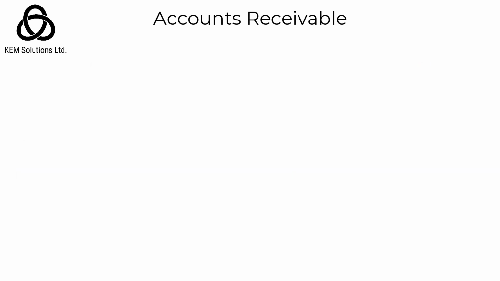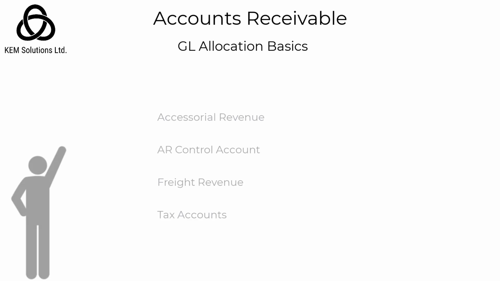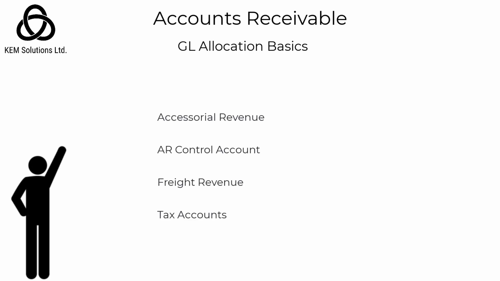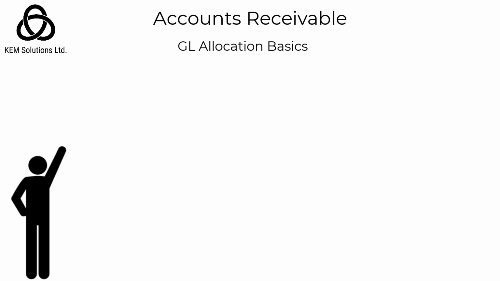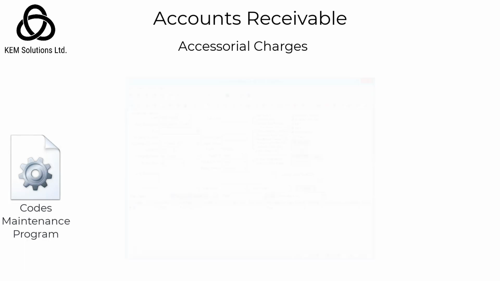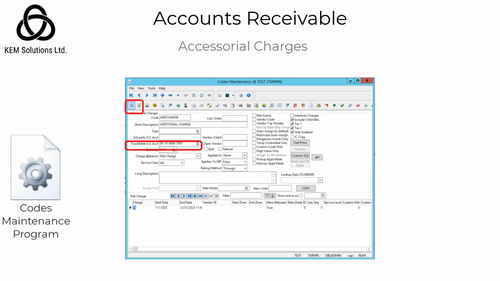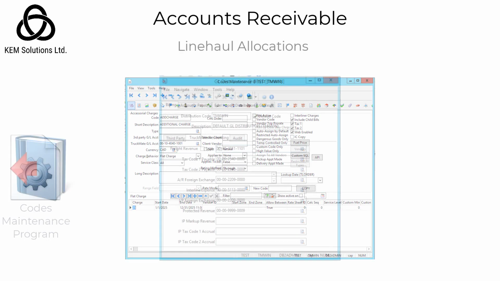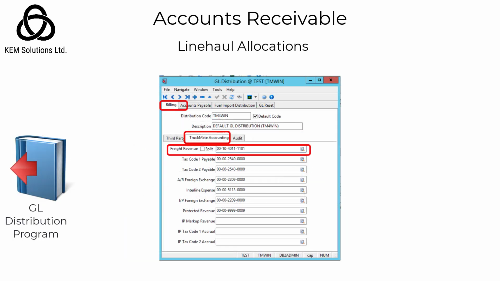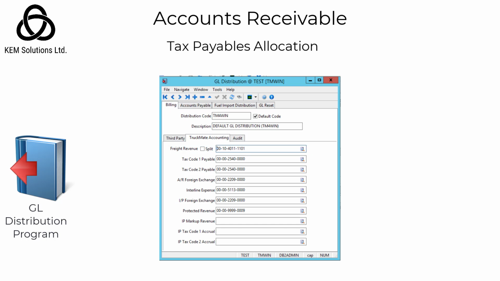GL allocation basics. How does the system know what accounts to assign the different charges into? It depends on what charges you are looking at and how complicated your business rules are. Accessorial charges can be allocated based on account numbers set in the code's Maintenance Accessorial tab. Line haul charges are allocated to the GL account mapped in the billing section of the GL distribution program. This section is also where you will define the accounts that will store the tax payable amounts.